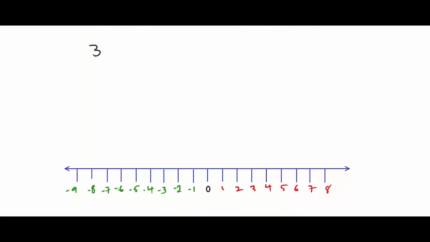That's number 3. So we want to do 3 minus 2. Okay, so let's start with 3. From the origin, let's count 3 to the right hand side because of positive 3. 1, 2, and 3. This is my present position. This is my current position.